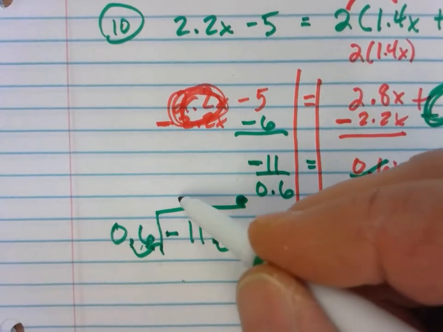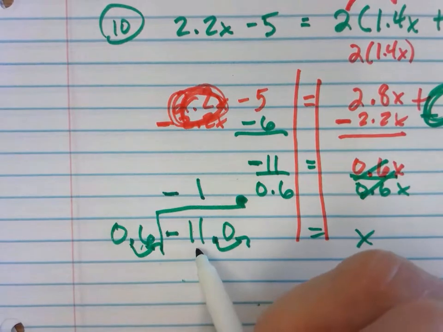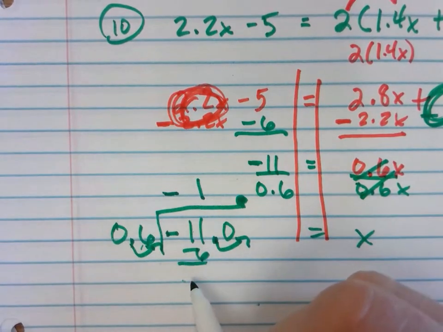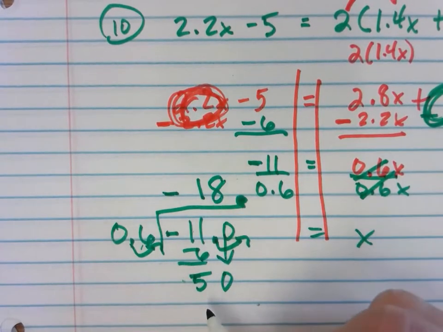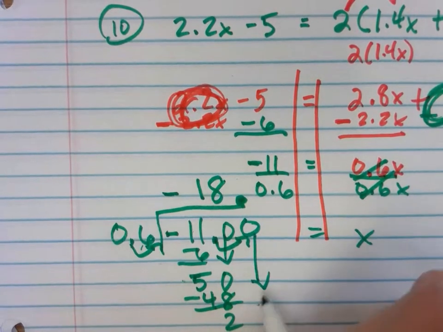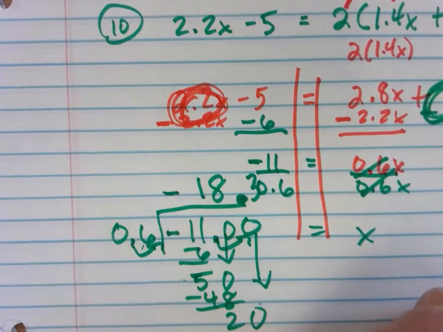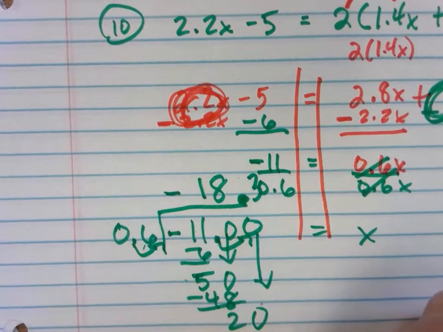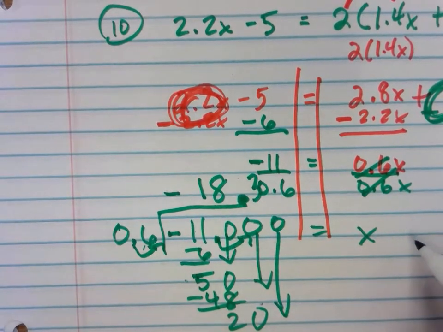6 goes into -11, that would be -1 time. Subtract that away, that'd be -5. Bring that down to 50. 6 goes into 50 8 times. 6 times 8 is 48. Subtract, bring down a 0, that's 20. 6 goes into 20 3 times. That's 18. Subtract, that's going to be a 2. Bring down another 0, that's going to be 20. Oh, well, that's going to be a repeating decimal, because I got 20 again.